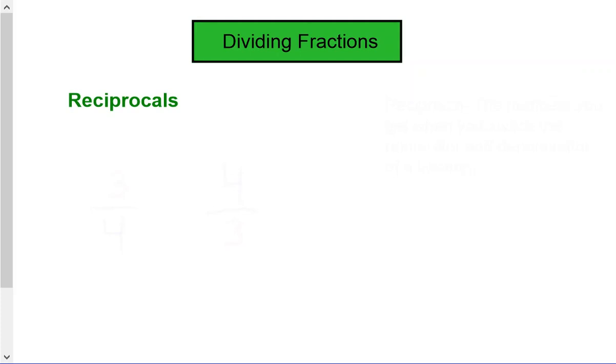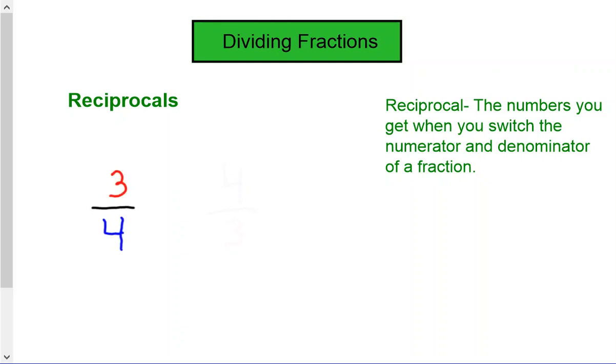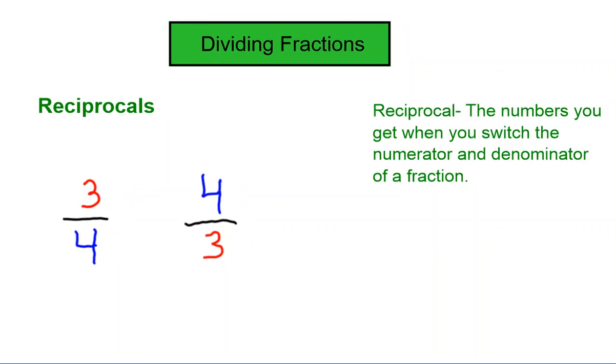So reciprocals are a fancy math term for the numbers that you get when you switch the numerator and denominator of a fraction. If we look at 3/4 and we switch the numerator with the denominator, we would get 4/3. So the reciprocal is just the fraction that we get when we switch the numerator and denominator of a fraction.